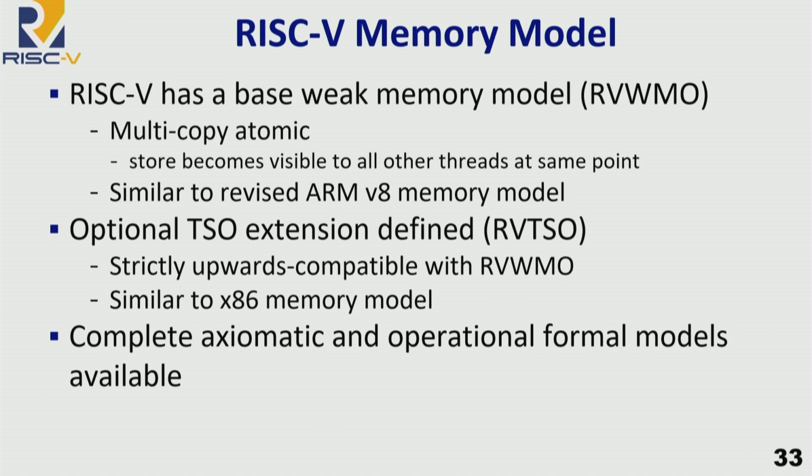The RISC-V memory model. This took a bunch of work. We had a dream team of people working on this. We have a base weak memory model, RVWMO, it's called. It is multi-copy atomic, meaning that when a store is made visible outside of one thread, it is visible to all other threads at the same time. This dramatically simplifies software's view of the world, and it's similar to ARM's revised v8 memory model. What's curious is while we were working on the RISC-V memory model, around the same time, ARM changed theirs and made it more strict, realizing much of the same things we did about software usability.